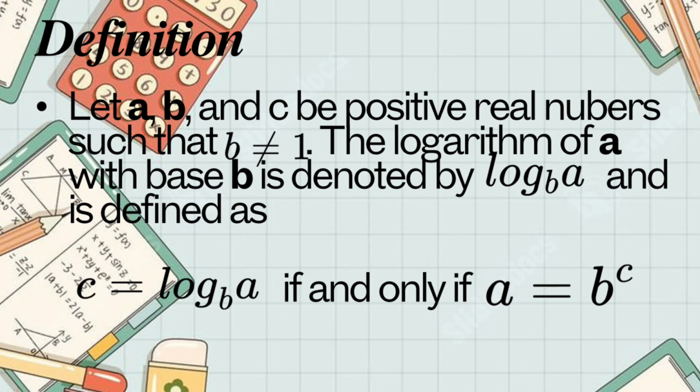Definition: let A, B, and C be positive real numbers such that B is not equal to 1. The logarithm of A with base B is denoted by log A to the base B and is defined as C equals log A to the base B if and only if A is equal to B raised to the power of C.